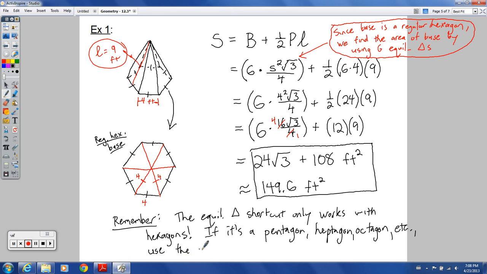But if it's like this instead, you have to use the apothem method from lesson 11.2 to find capital B, the area of the base. Okay, so make a note of that. That's important. Don't just assume that you can always split any base, any old base, up into equilateral triangles. That is not true. That only works with regular hexagons.